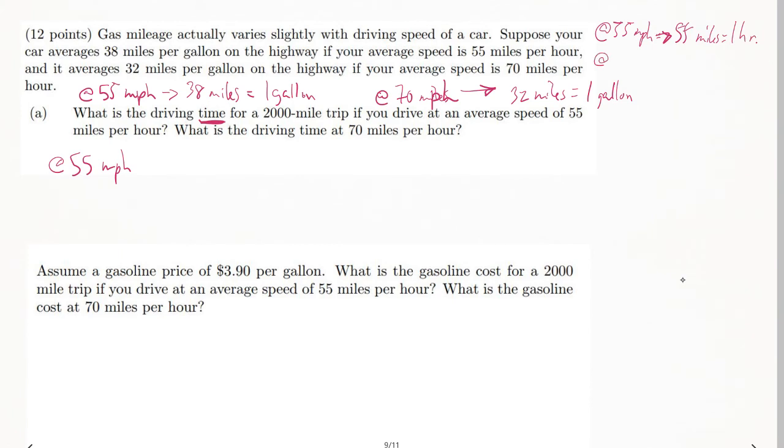And then at 70 miles per hour, it means 70 miles equals 1 hour. Right?